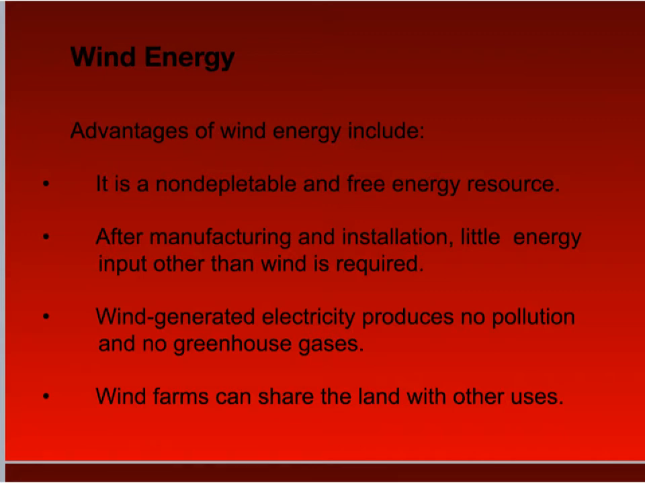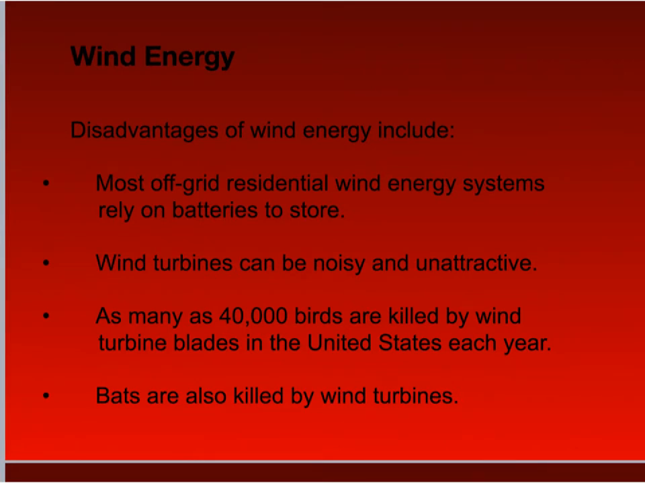Wind farms can share the land for other uses. For example, wind turbines on land may also share an area that you can have cattle grazing on. So there's a lot of benefits to this, but there's also some disadvantages. Most of these off-grid residential wind energy systems rely on a battery, and the battery only stores so much and can only be so far away from the turbine. The turbines can have a lot of noise associated with them. Not to mention they are gigantic and people consider them to be unattractive, although I find them extremely impressive.